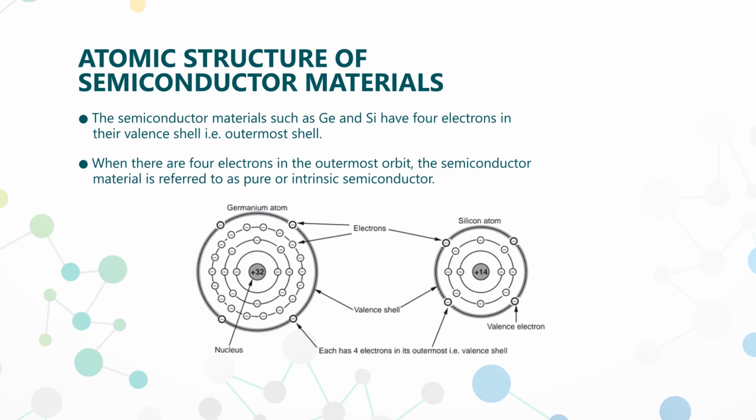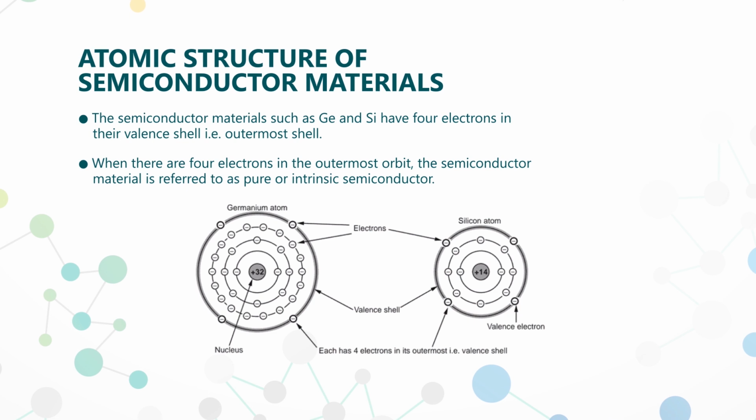Let us talk about silicon. Silicon has 3 orbits: the first orbit has 2 electrons, the second orbit has 8 electrons, and the third orbit has 4 electrons in the outermost shell. Similarly, in the case of germanium, in the outermost shell there are 4 electrons. These 4 electrons form a covalent bond with each other, satisfying one another. Hence, they form the structure of a semiconductor.